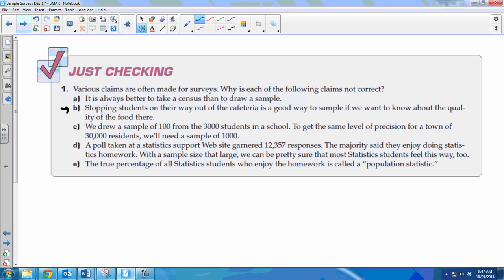You hardly ever are going to get exactly that many people anyway. It's just that you don't have to do it that way. It's not going to necessarily achieve the same level of precision.